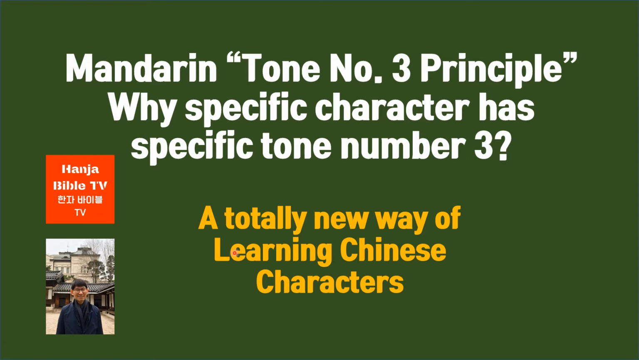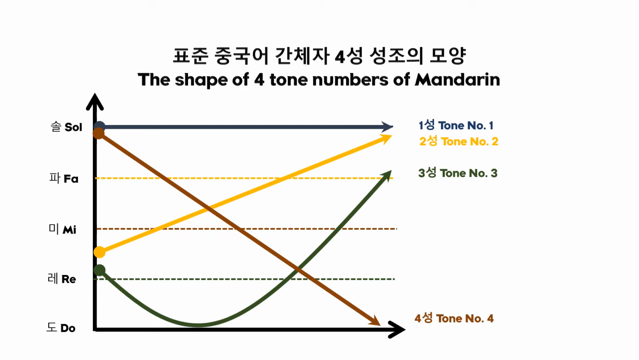Hello everyone, this is Sandy An. We are going to look at why a specific Chinese character has a specific tone number 3. We already looked at the tone number 1 principle and tone number 2 principle. So this time we are going to look at the tone number 3 principle. Please never mind, this is Korean language and English. We are going to look at tone number 3. Yeah, this one.